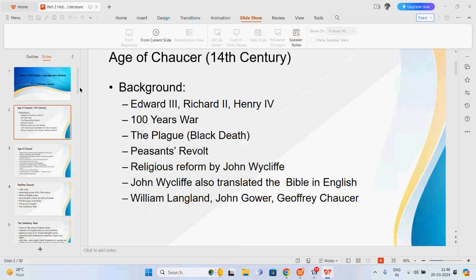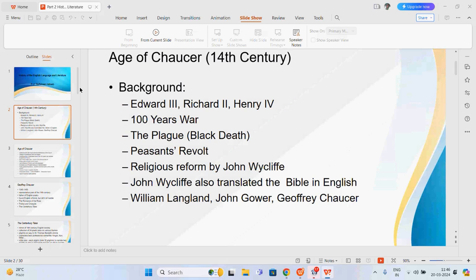Now each of these tales is narrated by different characters, and these characters are not presented to us by their name. We don't know the names of the characters. They are represented by their profession or by their title. For example, knight, K-N-I-G-H-T, knight, nun, miller. So throughout the poem you will have reference to the knight, to the nun, to the miller, but never by their own original names.